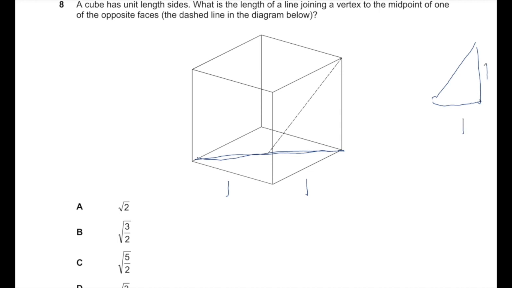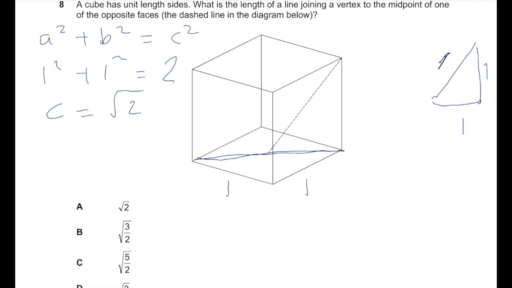And to work out this distance over here, I'm going to use Pythagoras' theorem, which is a squared plus b squared is equal to c squared. So a squared is 1 squared plus b squared is 1 squared is equal to c squared, which is 2. And to work out c, we have to square root 2. So we now know that this length is equal to root 2.